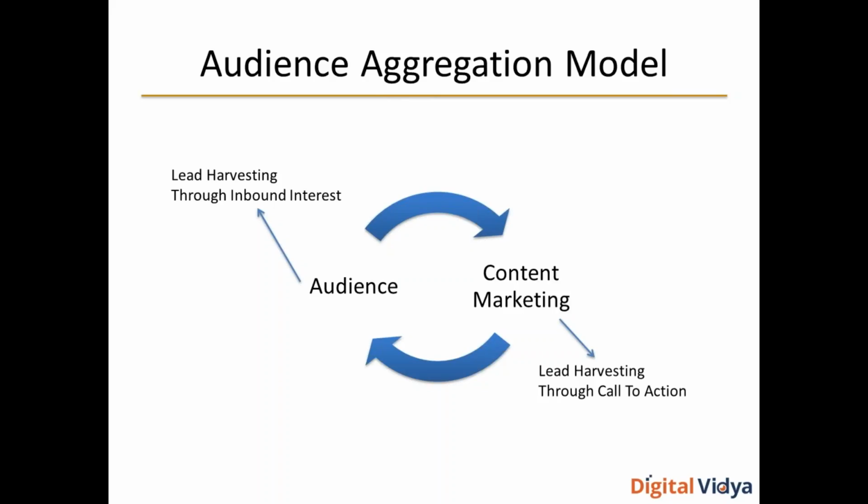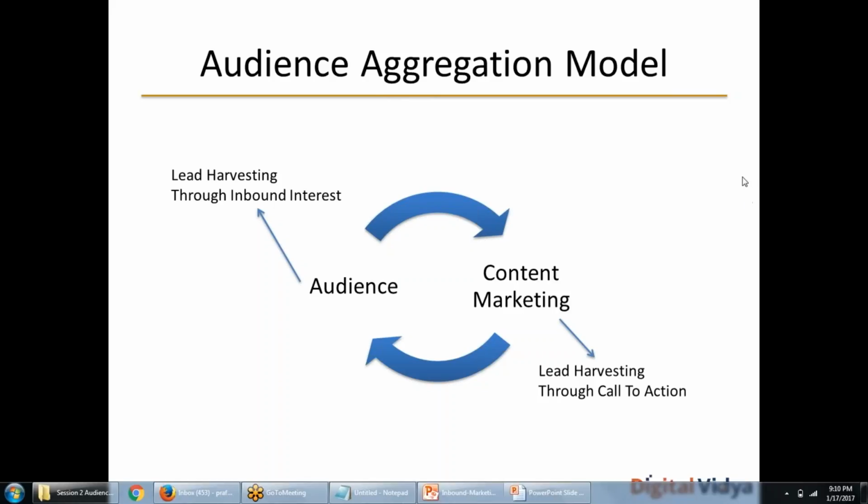So it's a cycle. You get an audience, you do content marketing, it goes back to audience, audience shows interest, you again give him a content, he again shows interest, and that's how you convert, right?